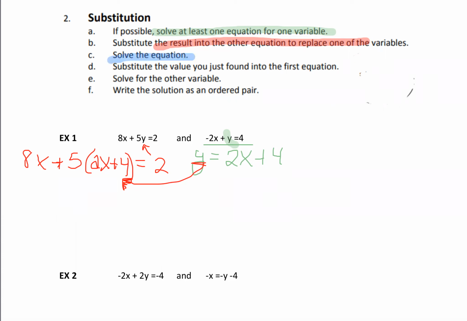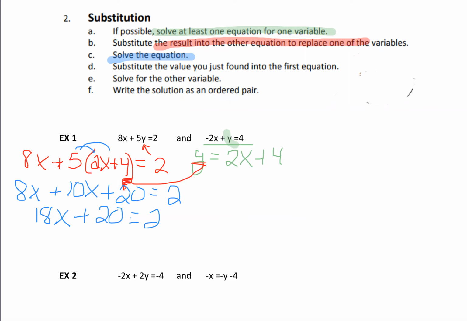So next, I solve that equation. So this gives me 8x, I'm going to take those over, plus 10x plus 20 equals 2. 18x plus 20 equals 2, minus your 20.